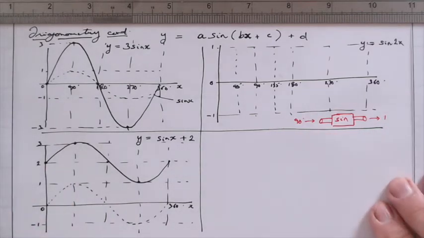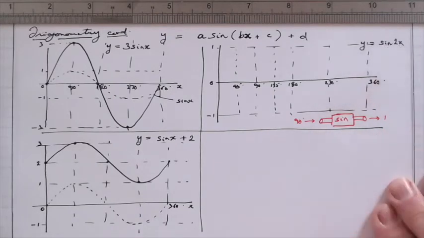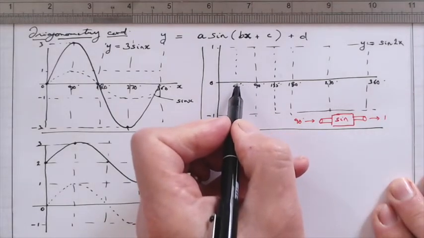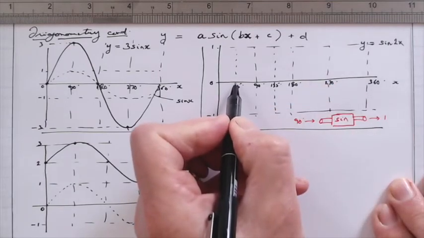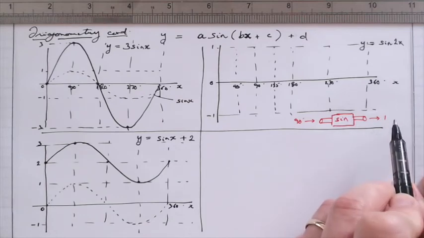So here's the really important point. Because we want to plot the graph of y equals sine of 2x, do you see that if I choose x to be 45 degrees, twice x is 90 degrees, that gets fed into the sine machine and it's going to spit out 1.